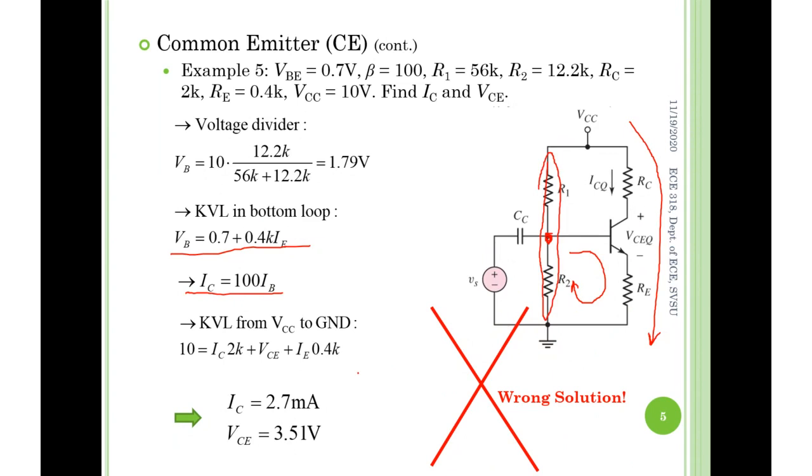Let me explain this better. Because there's another path for the voltage to take. Which is the other path you mean? To the right, through the base and emitter. Exactly. Okay, exactly.